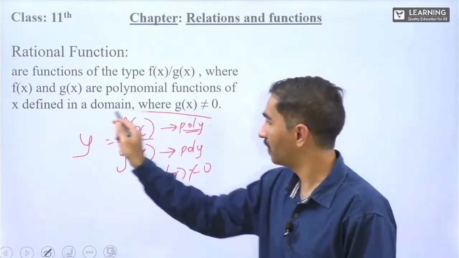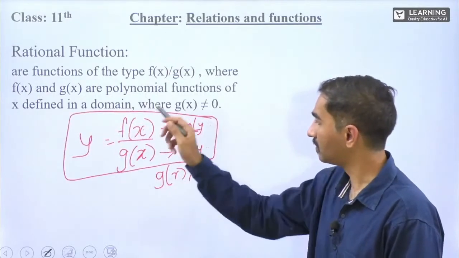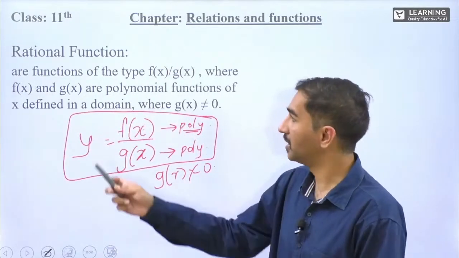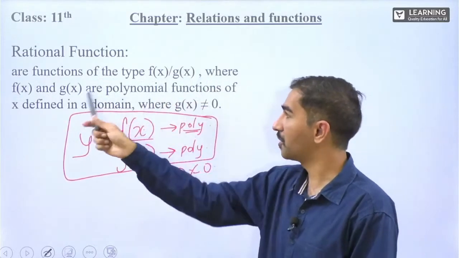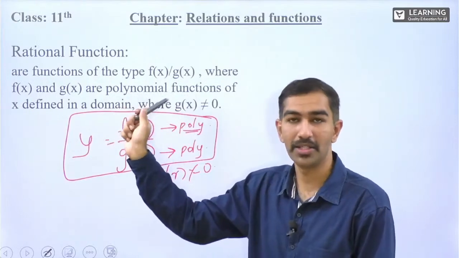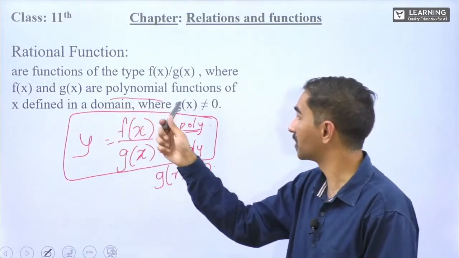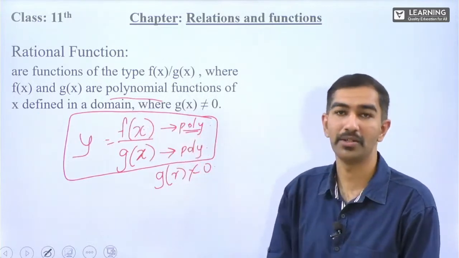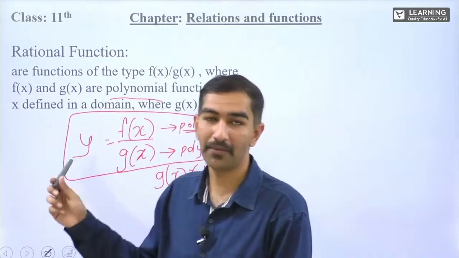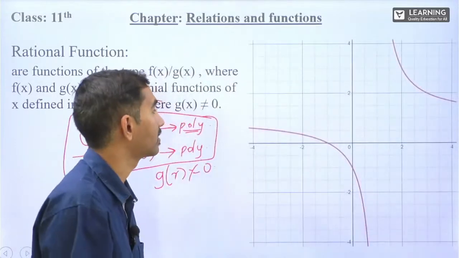So this is what you have to remember for rational function. Read the definition: rational functions are functions of the type f(x)/g(x), where f(x) and g(x) are polynomial functions. So this is what we saw previously, polynomial functions of x defined in the domain where g(x) is not equal to 0. So for example, the graph of this rational function is something like this.